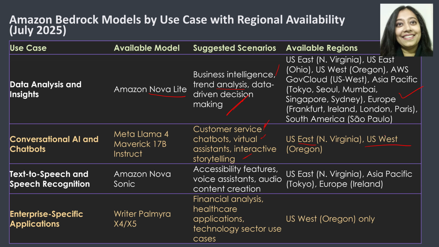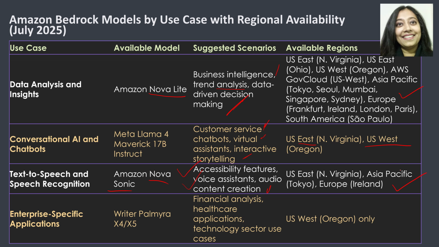If you are creating any kind of application that requires text to speech or speech recognition, then you can use the Nova Sonic models. They have good accessibility features, voice assistance, and audio content generation. And these are the regions where it is available.